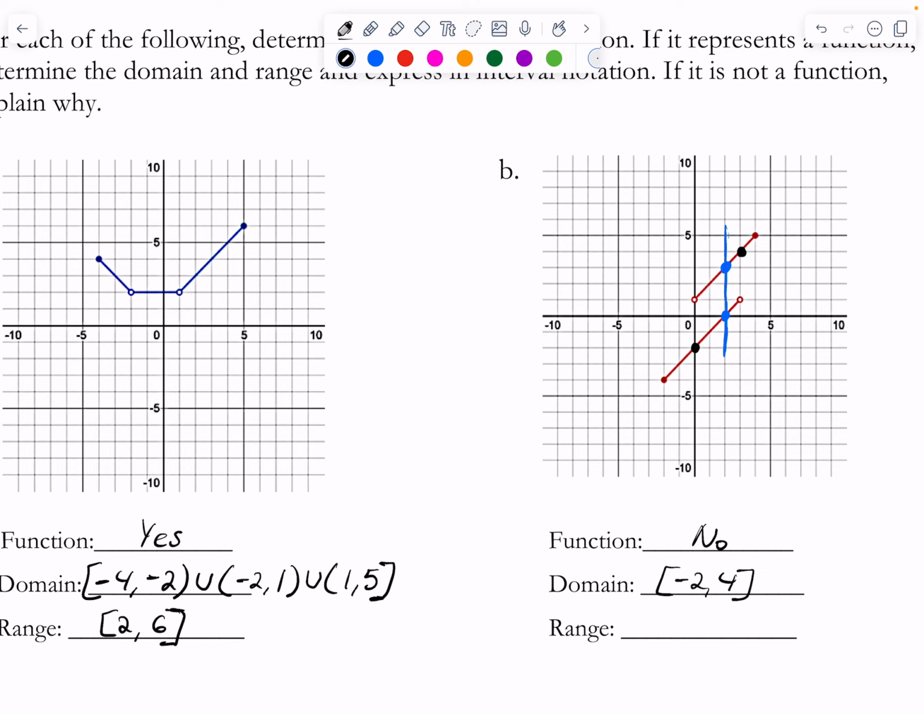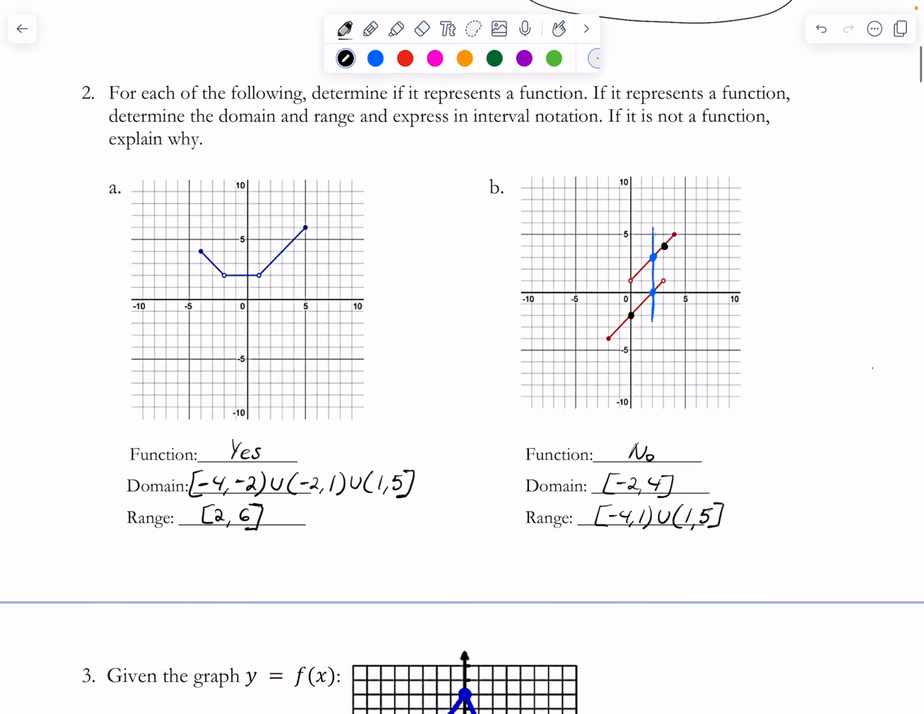For the range, our lowest y value is going to be -4, going up until +1, but you'll notice we actually don't have an included y value of 1 ever in terms of this relation, so I'm going to have to use that union symbol again to do a second interval notation for 1 to 5 for the rest of the y values. Okay, so that's it for part B.